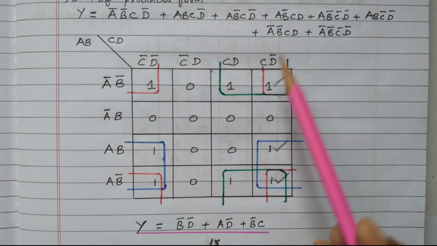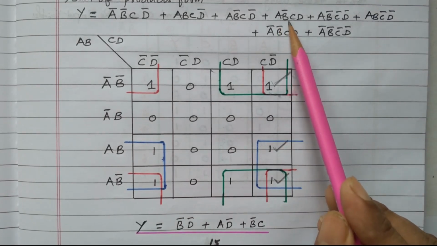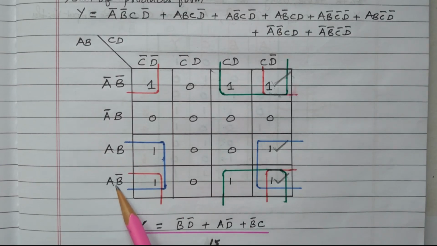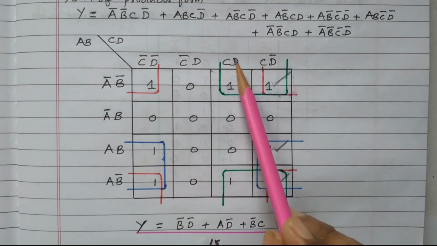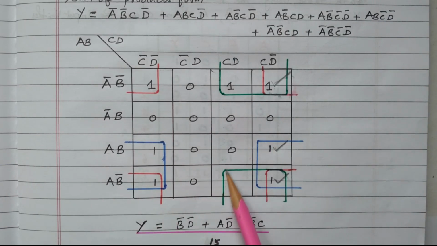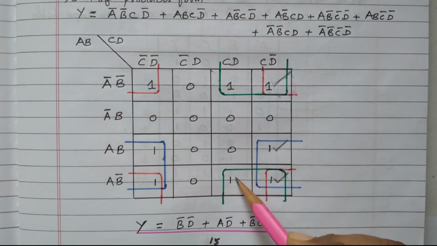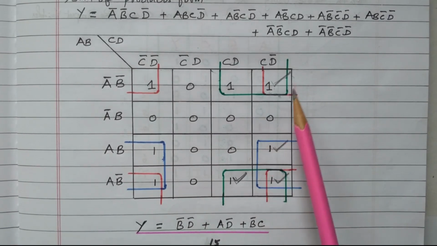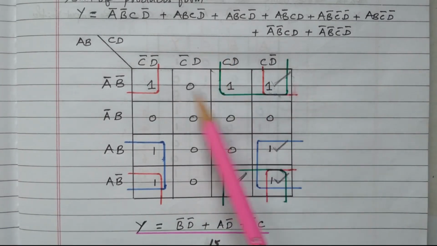Right. Then where is the fourth term? A, B bar, C, D. Where is A, B bar? A, B bar is available here. Where is C, D? C, D is available here. Right. So A, B bar, then C, D. This is the fourth term.